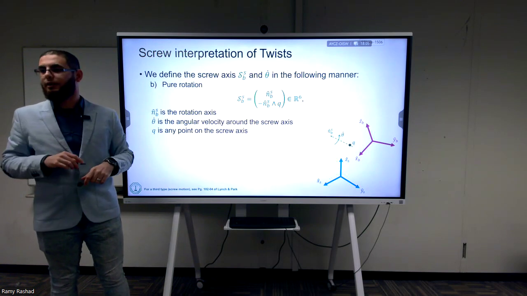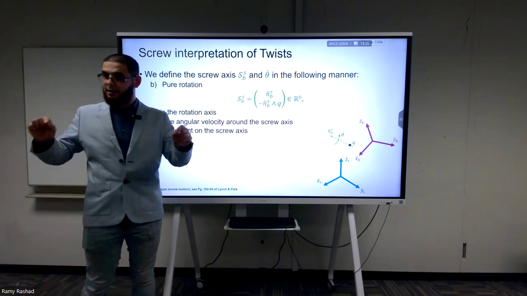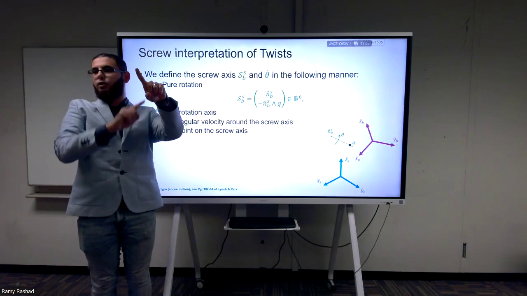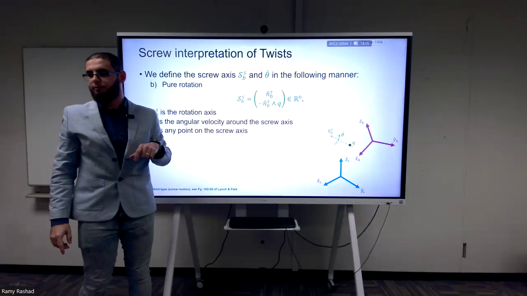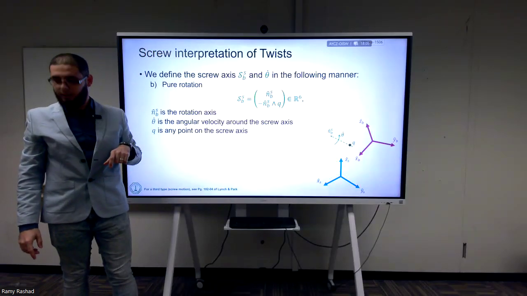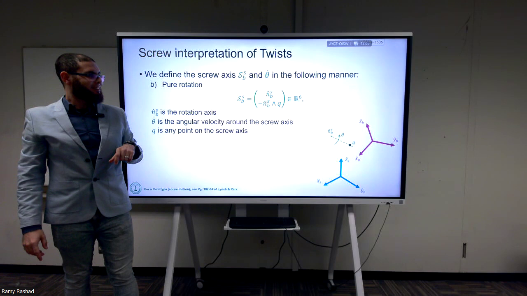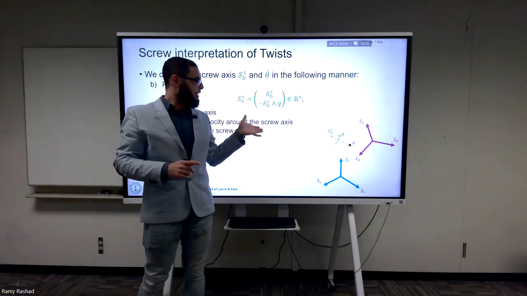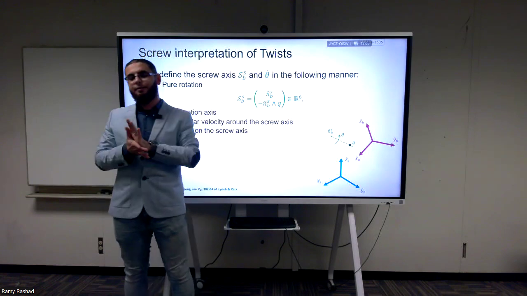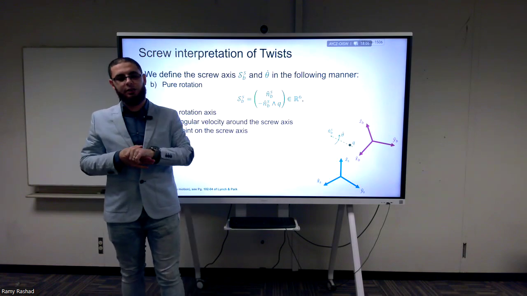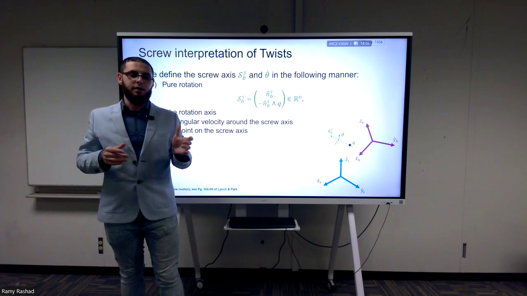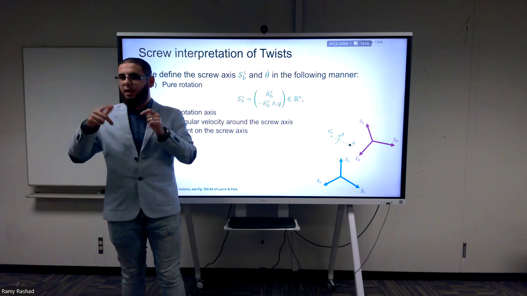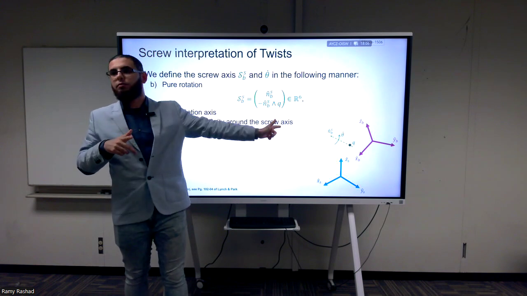It's a point on the axis, this point. So for example, if this is the axis, this point, this point, this point, all of them would work, because this is a geometric axis. This has something to do with what's known as Chasles theory or Mozzi theory, which says that any rigid body motion can be represented as a screw motion.